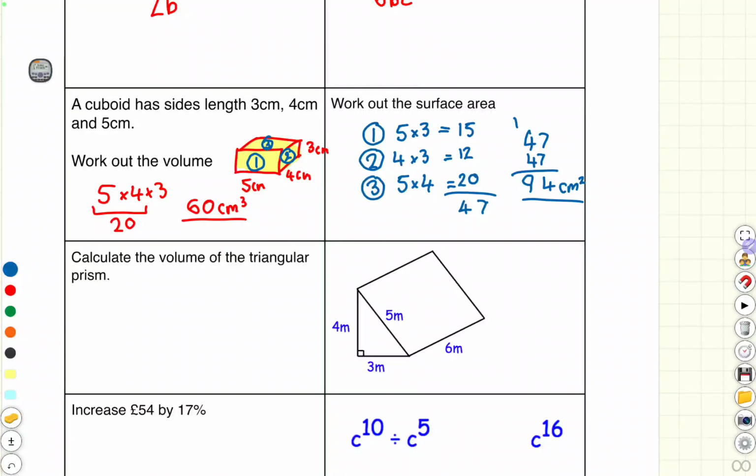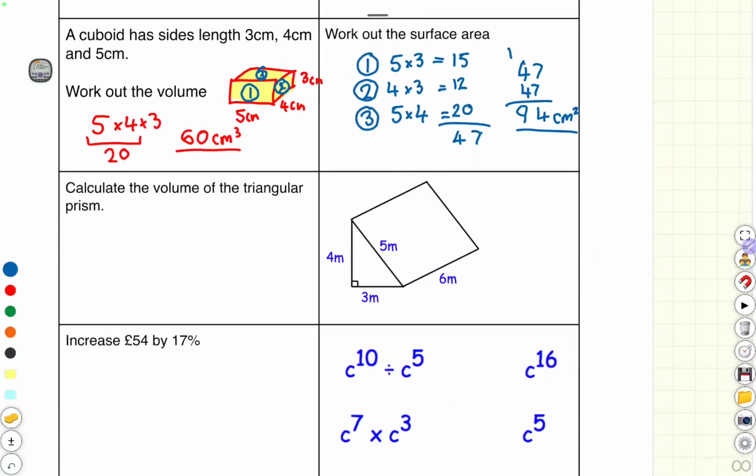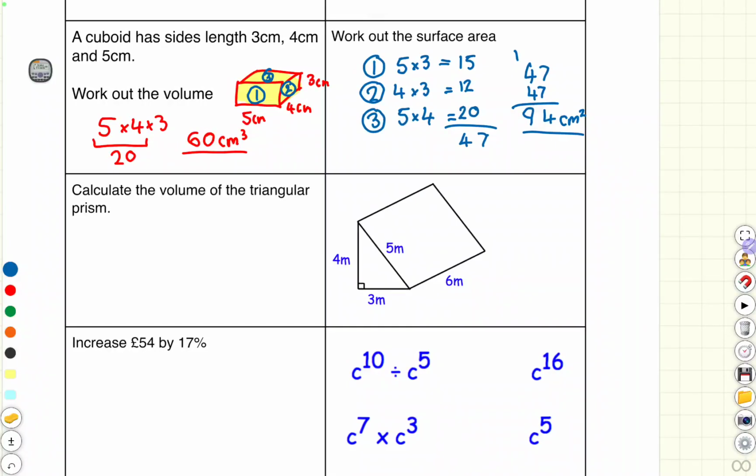Question number 3 is the volume of a triangular prism. So very similar to the cuboid, but this time I must take care with the first part of my calculation. So I want the area of the cross section multiplied by the length. So the area of the cross section happens to be the area of a triangle.